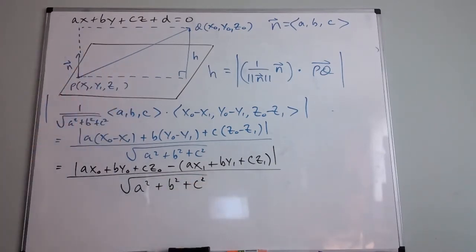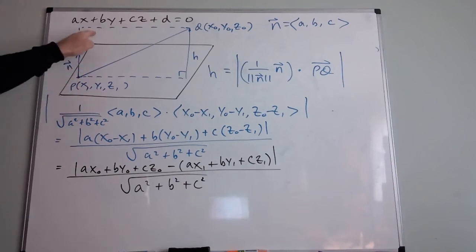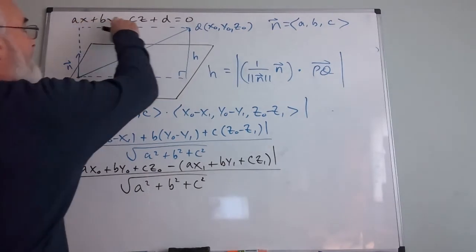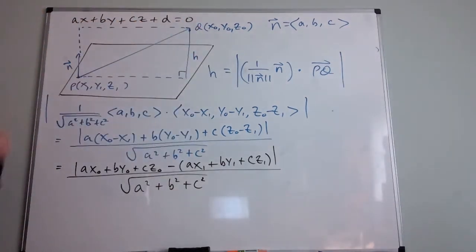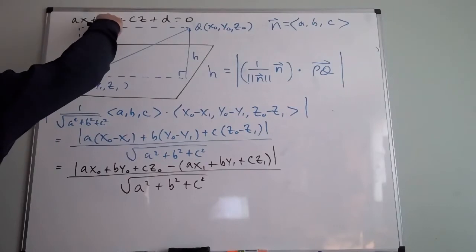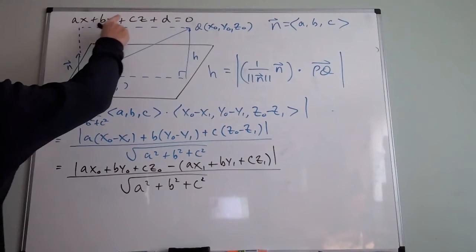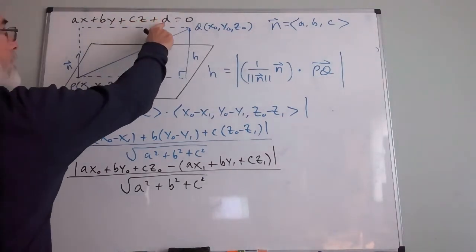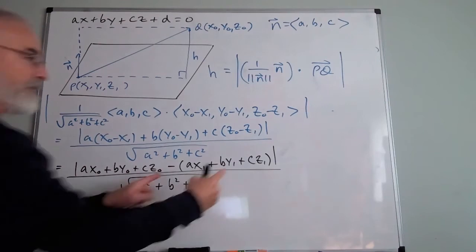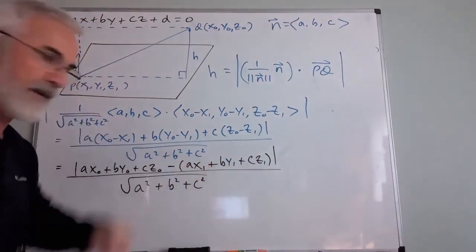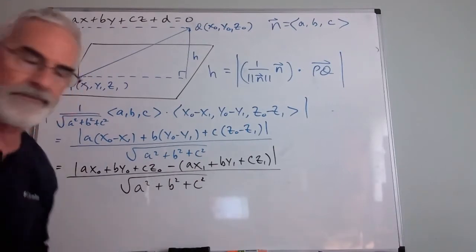Now tell me about x1, y1, z1. Isn't x1, y1, z1 a point on this plane? That means x1, y1, z1 satisfies this equation. So if I replaced x with x1, y with y1, and z with z1, then I would get ax1 plus by1 plus cz1 plus d equals 0. That means this quantity right here, when added to d gives me 0. That means this quantity right here is, in fact, negative d.